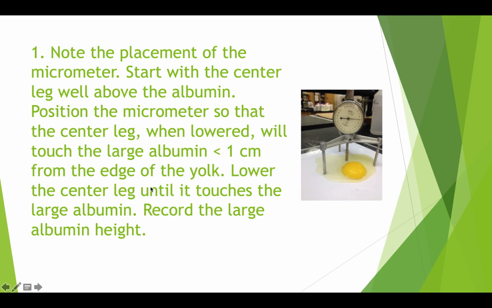Note the placement of the micrometer. Start with the center leg well above the albumin, as you can see. Position the micrometer so that the center leg, when lowered, will touch the thick albumin less than 1 centimeter from the edge of the yolk, and lower the center leg until it touches the thick albumin. Record the thick albumin height.